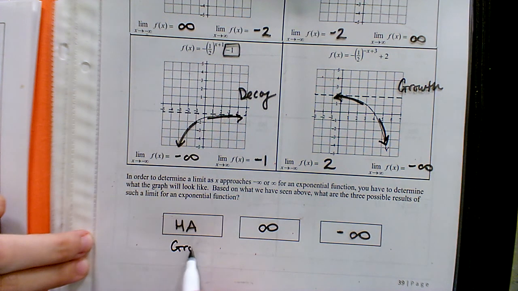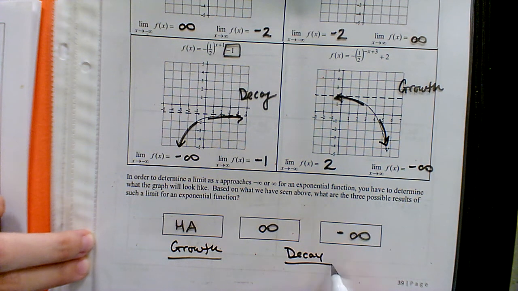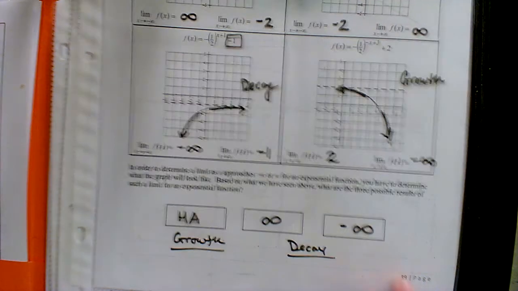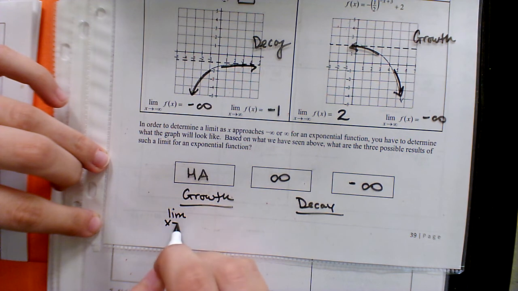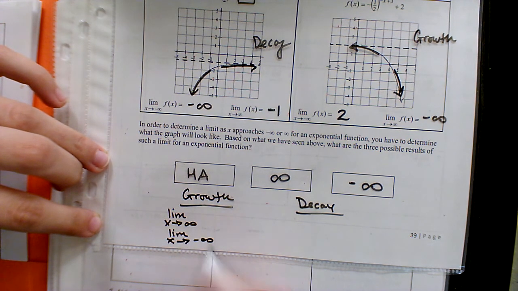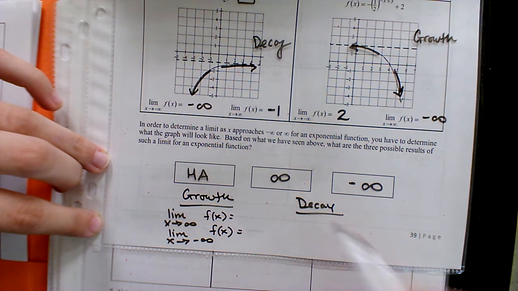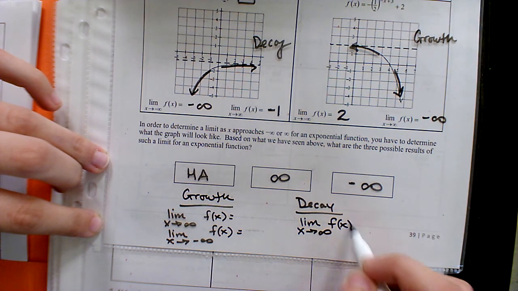Let's go ahead a little bit further and think about, well, can we determine based off the limits? Maybe we didn't have a graph. Okay, let's just say we had the limits. Could we determine based off the limits, is it growth or decay? So maybe we'll check the limit as we go towards positive infinity and the limit as we go towards negative infinity. We'll check the same thing for a decay.